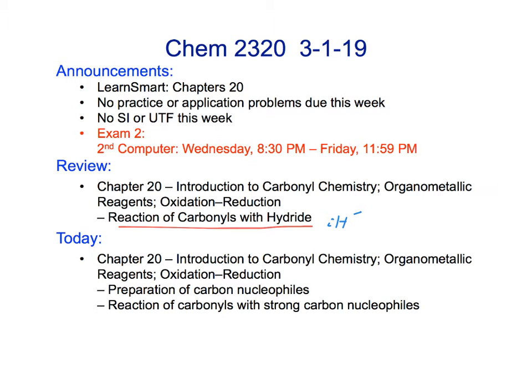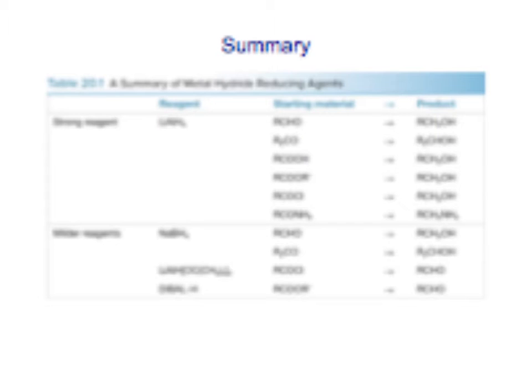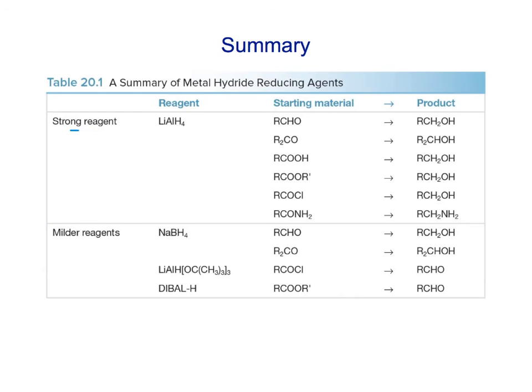All right, let's do a clicker on the reactions that we looked at yesterday. These reactions all involve the addition of hydride to a carbonyl, so they're all reduction reactions. We're splitting them up by the strength of the reducing agent. We have a strong reagent, lithium aluminum hydride, and it essentially reduces every kind of carbonyl.